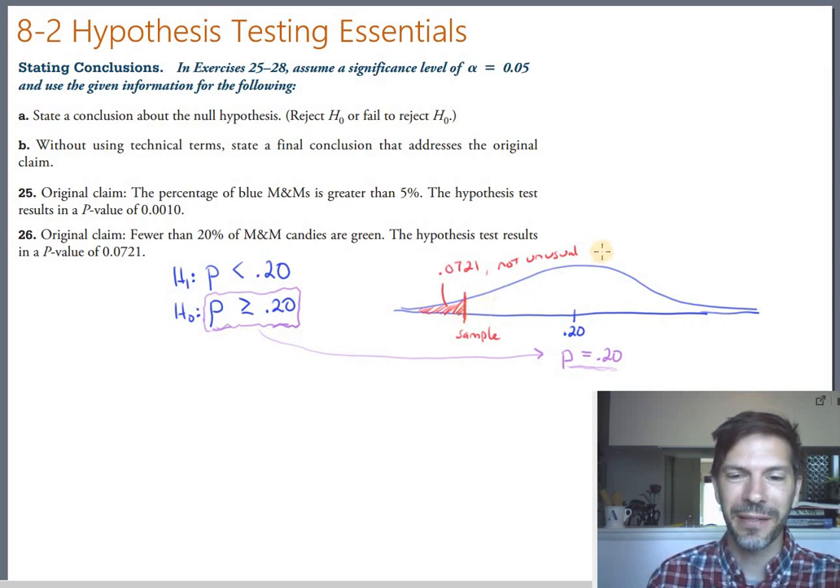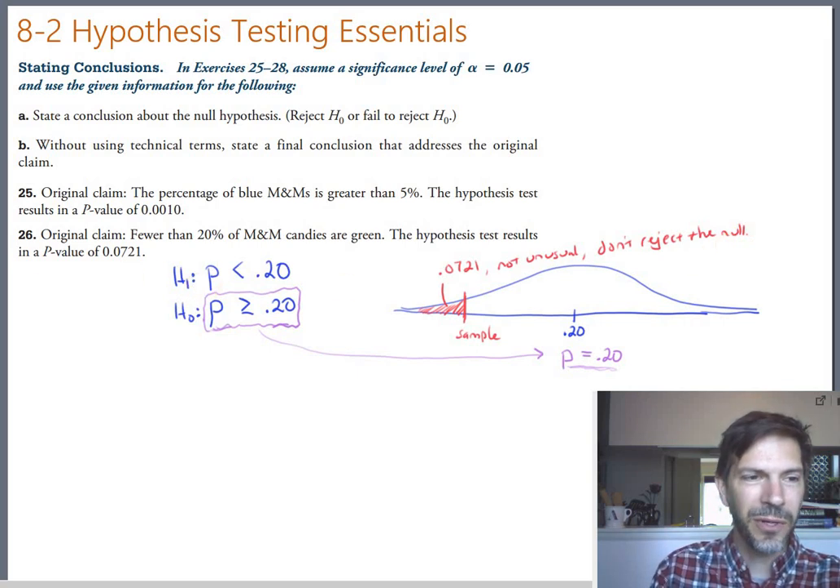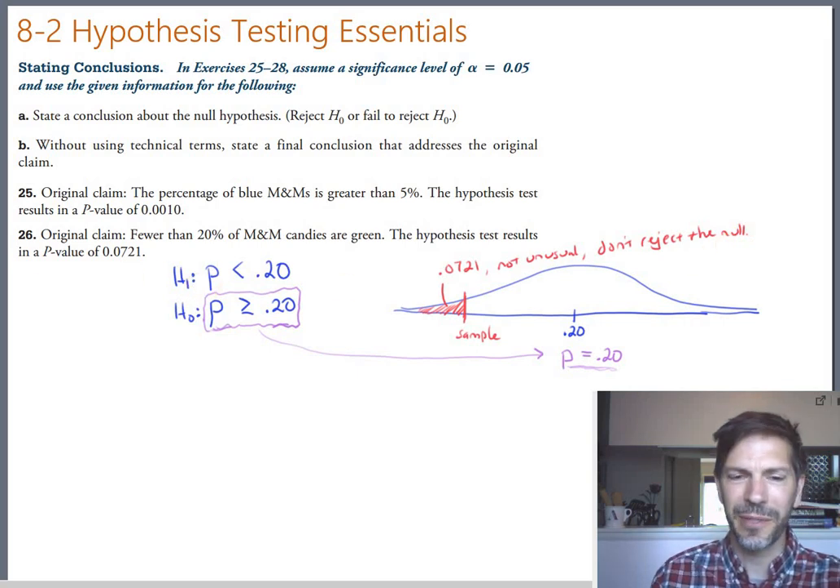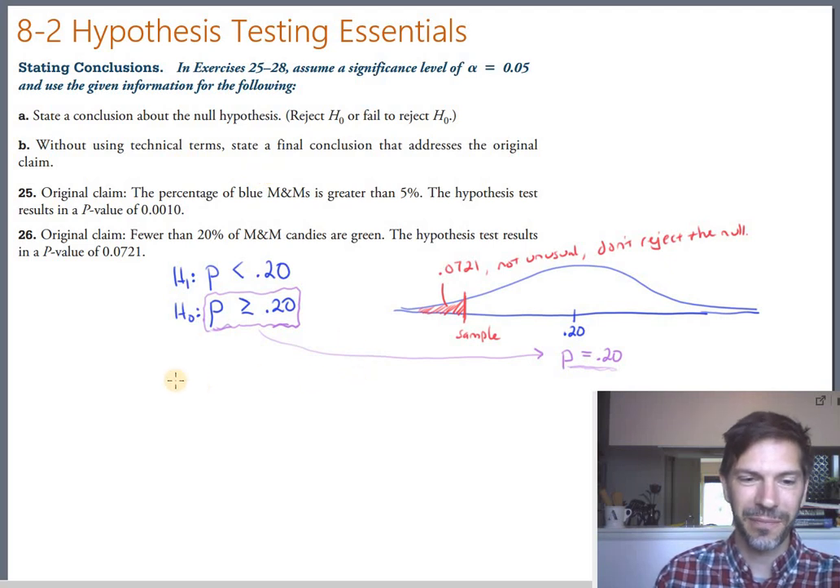Because of that, I don't quite have enough evidence here to reject the null. Don't reject the null. And don't reject the null is still a very technical statement. We need to write without using technical terms, state a final conclusion. So we could not reject the null. We could not go with the alternative. I can say it either of those ways.